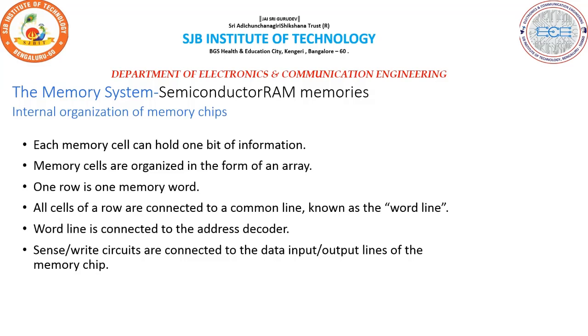So the memory system, as I mentioned, is built from semiconductor RAM memories. There are two types basically we go for: one is the RAM, the other one is the ROM. RAM is nothing but you can read and write. That's why it is known as random access, and it is also a volatile memory.